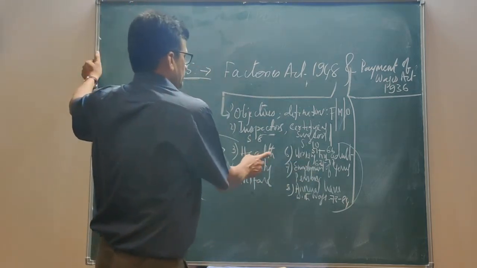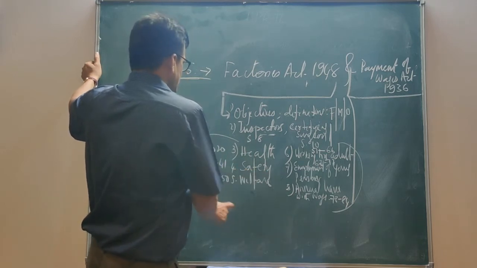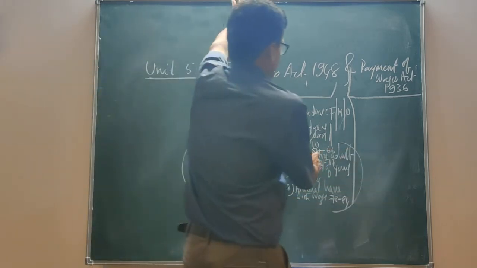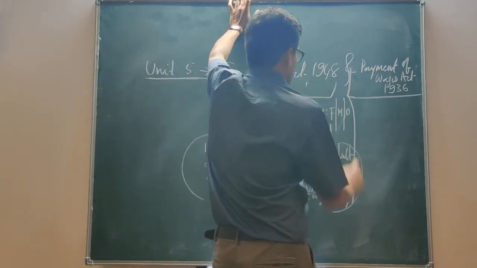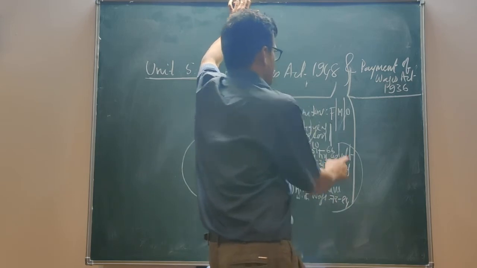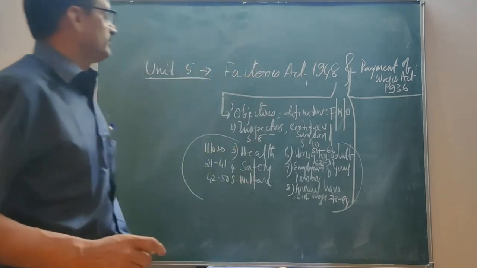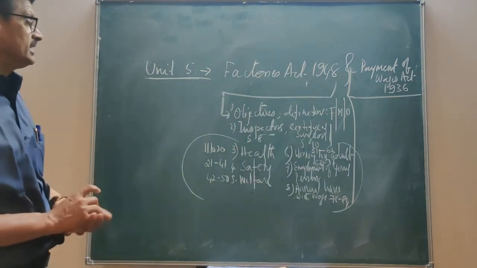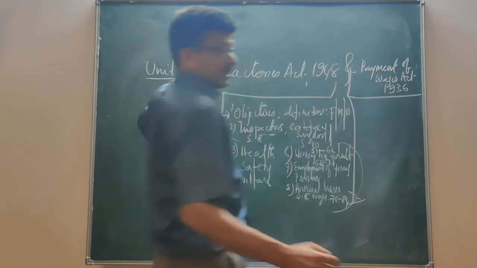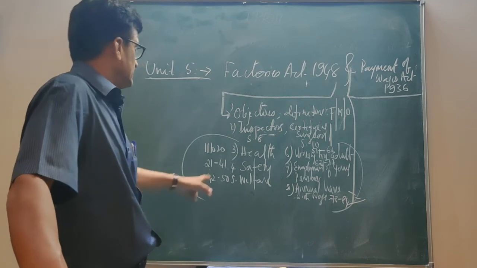Sections 11 to 20 deal with health, sections 21 to 41 with safety, sections 42 to 50 with welfare, sections 51 to 66 with the working hours of adults, sections 67 to 77 with the employment of young persons, and sections 78 to 84 with annual leave with wages. Annual leave with wages applies both to adult workers as well as child workers, right?